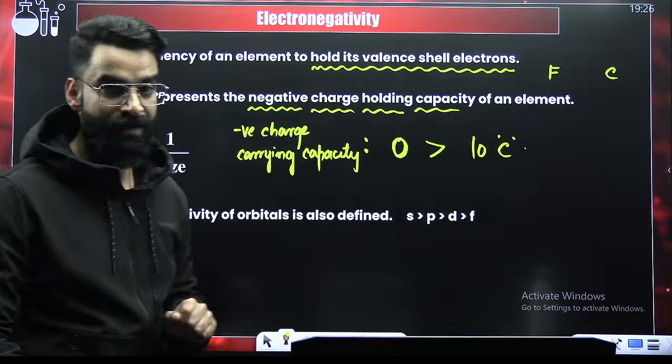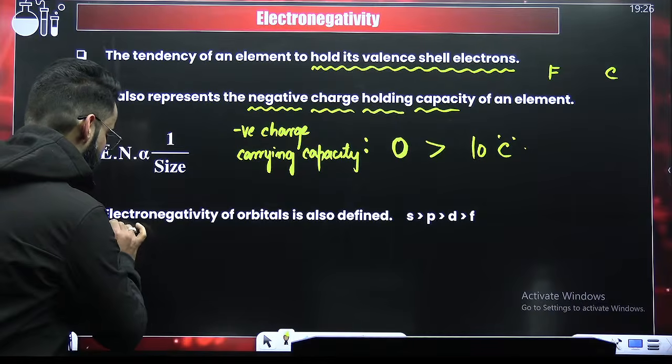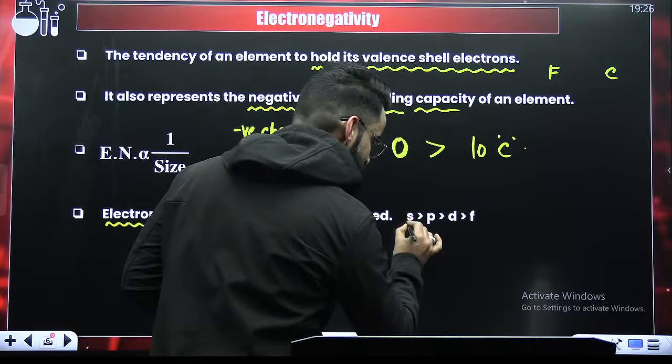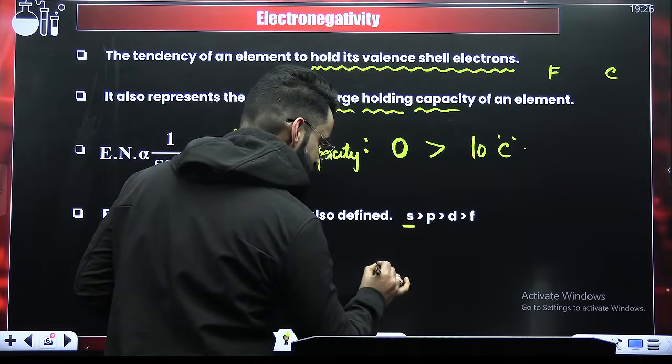Now, this particular statement I would want you guys to remember as well. Electronegativity of orbitals is also defined, and s orbitals are closer to the nucleus.